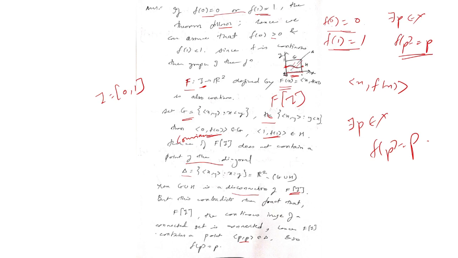Okay, this graph part defined by f of x is equal to the tuple x comma f of x. So this function will also be continuous. Why? Because f is continuous.